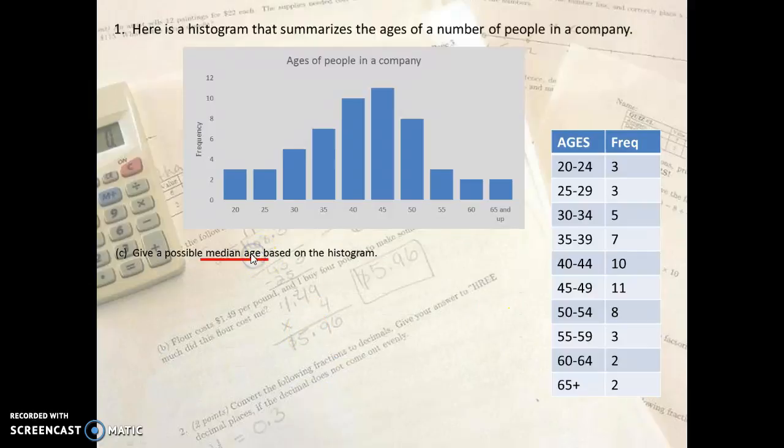Last one, median age. Median means middle, means take all the numbers. How many people am I measuring? In this case, I'm measuring 54. The middle of 54 would be about 27 to 28 people, roughly that. All right, so who's the 27th? Who's the 28th person? We'll just go up the line.